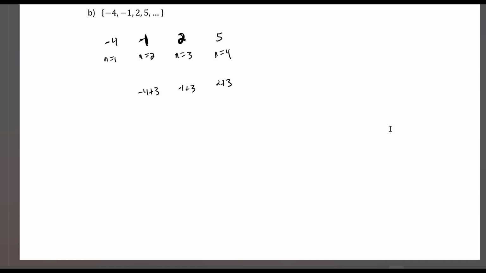Okay. So in other words, I could say the next term in the sequence is the term prior, where I add 3 to it. So I'm adding 3 to every number to get to the next number. Now, this is a recursive formula.